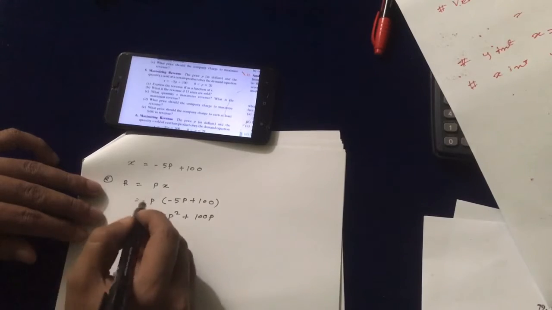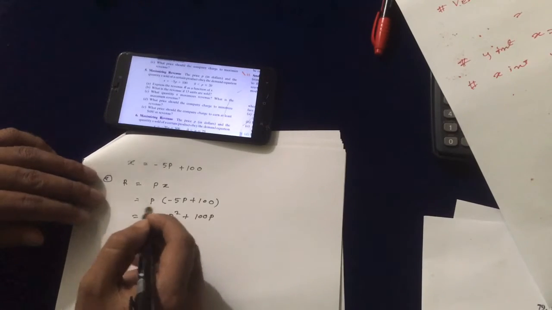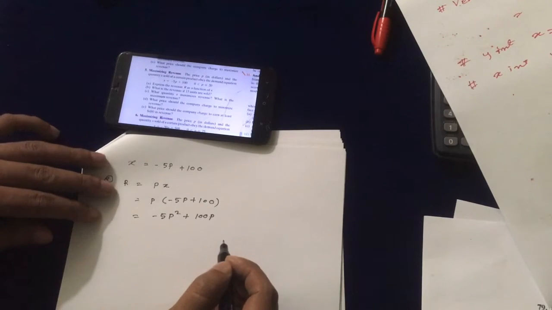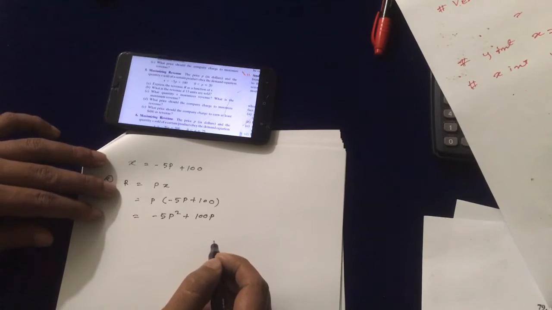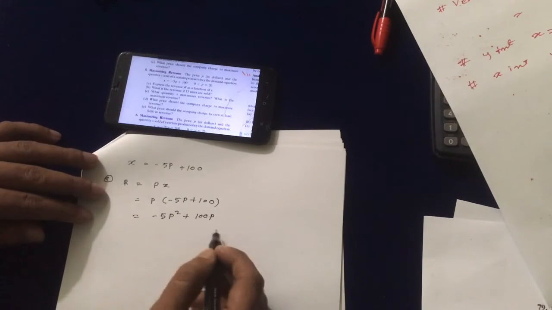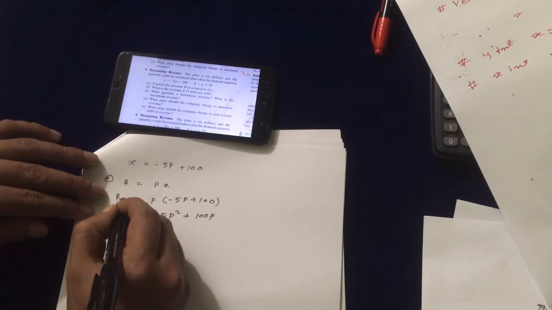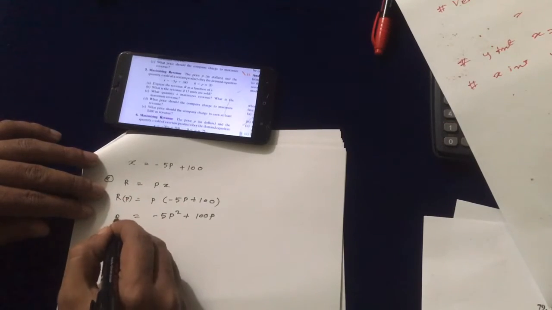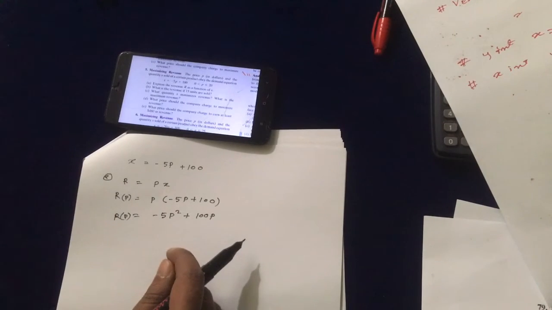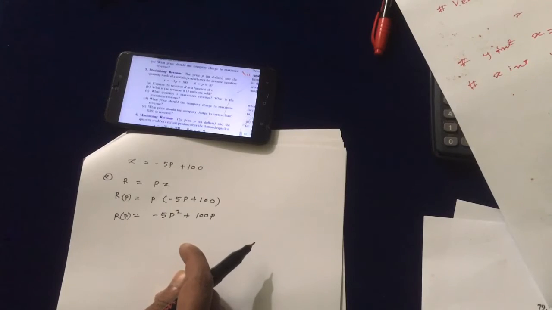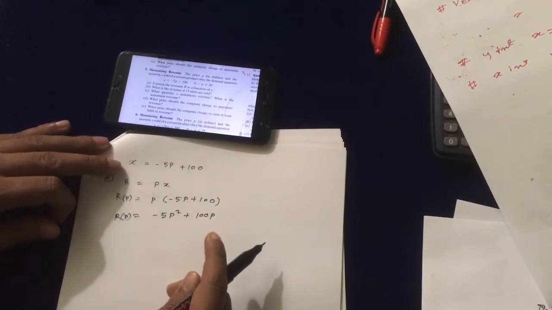We can actually write R of P if you want to, revenue as a function of P. But we have to express it as a function of X, R as a function of X. This function is expressed in terms of P, but the question asks for it in terms of X. So what will we do? We will put the value of P to express it in terms of X.